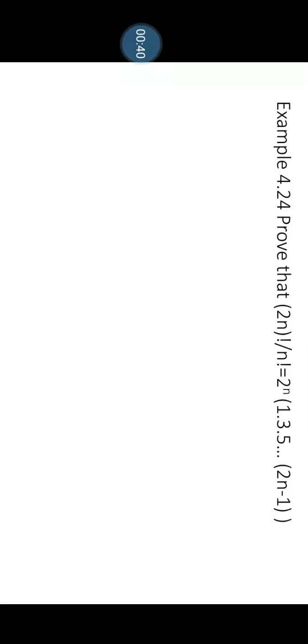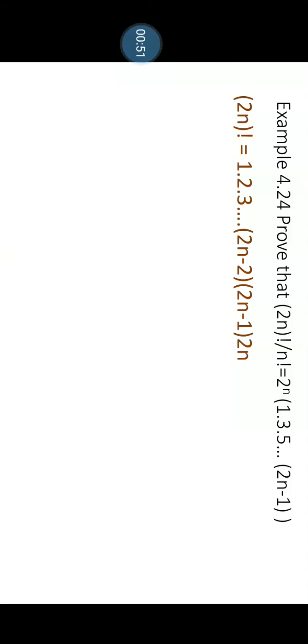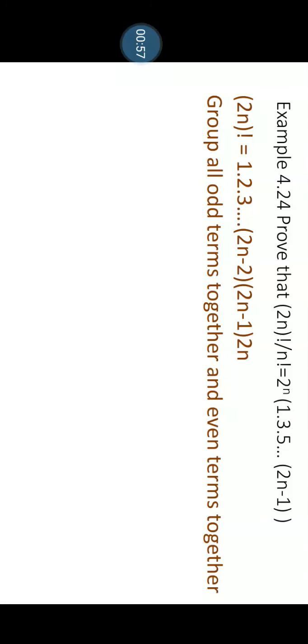So first we will see the expansion of (2n)!. It is 1 into 2 into 3 up to 2n. First we will simplify (2n)! and then we will divide it by n!. So first look at the right hand side. In the question you have 1 into 3 into 5 up to 2n minus 1. So all these terms are only odd terms.